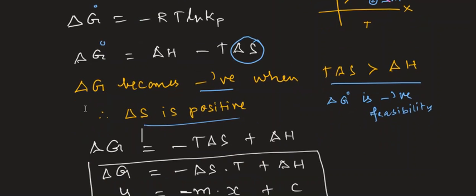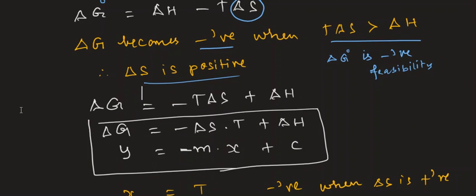Let us rearrange this equation. Delta G is equal to minus T delta S plus delta H. Let us rearrange once again. So minus delta S into T plus delta H is equal to delta G, where I hope now you should be able to understand why he was able to get a straight line, because this equation represents a straight line.